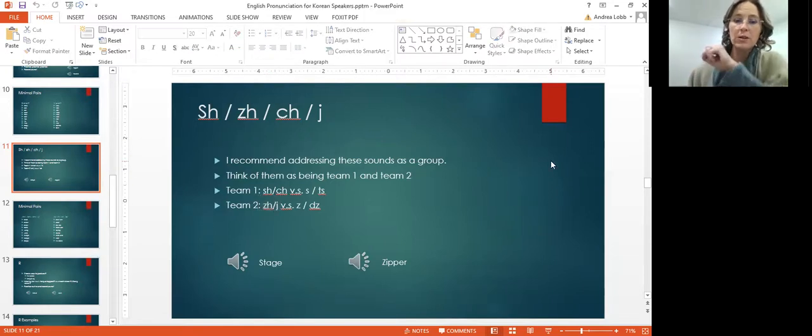Now you should be able to hear that zh, soft and kind of smooth. J is abrupt. It starts with a d sound and then moves into that zh sound. Sh, lip rounding, pulling the tongue back a bit. Ch starts here and then moves back. The mistake with zh and j tends to be z or a d and a z kind of combination.